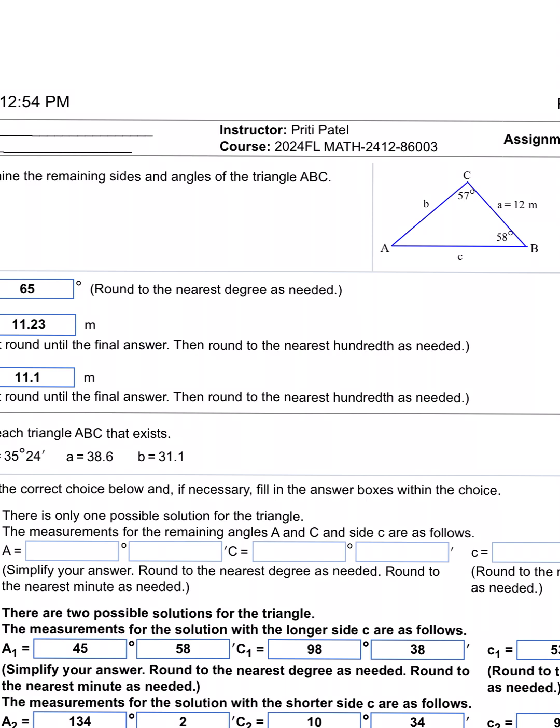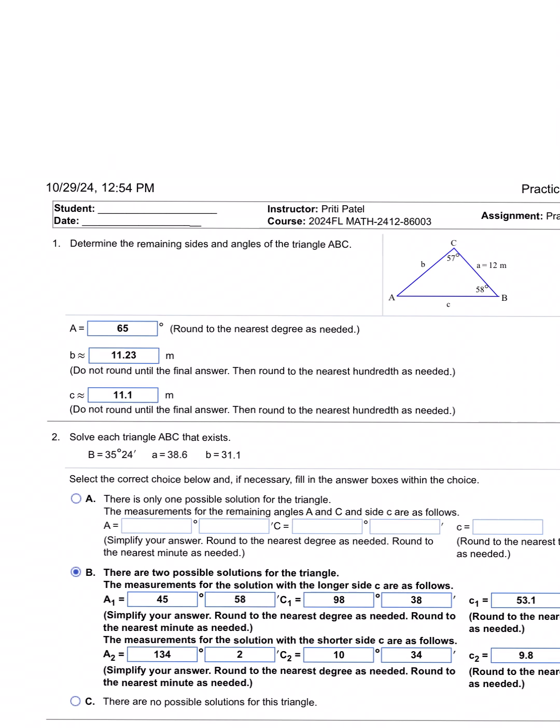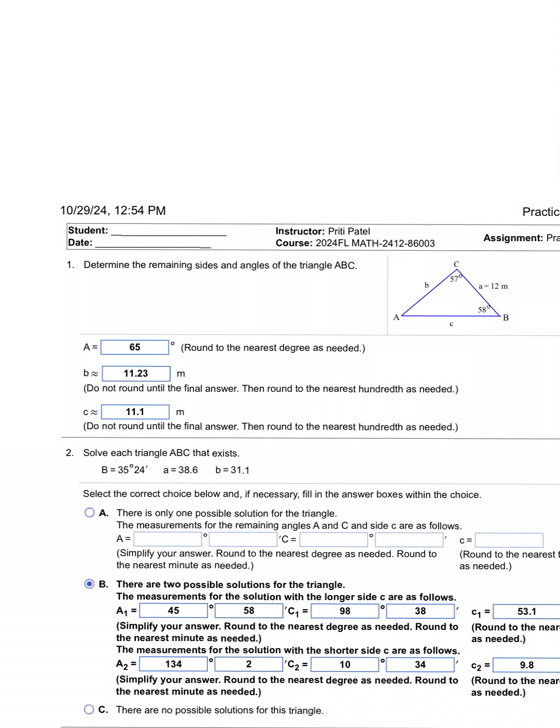Number 2, we're going to solve the triangle ABC that exists. B is equal to 35 degrees, 24 minutes. Side A is 38.6 and B is 31.1.